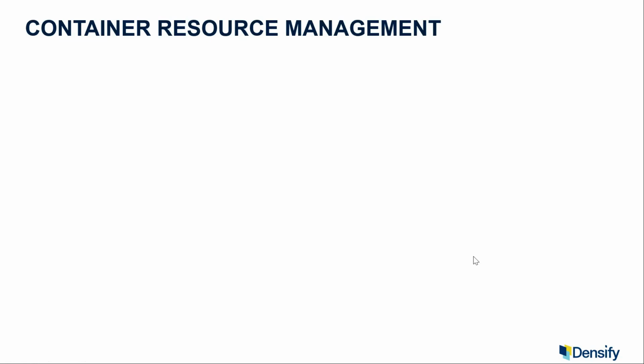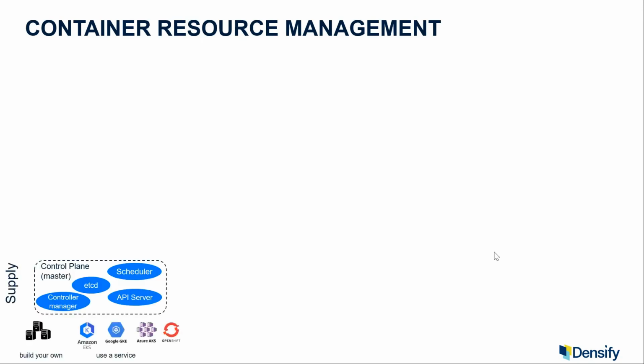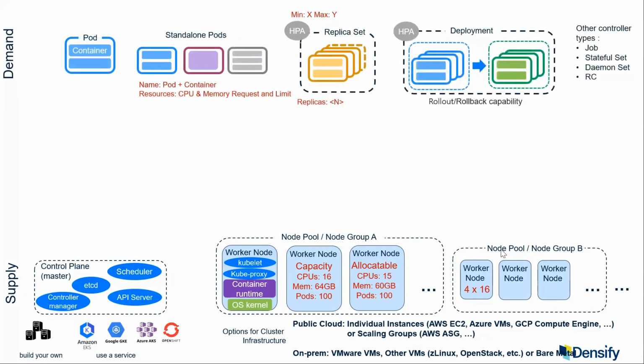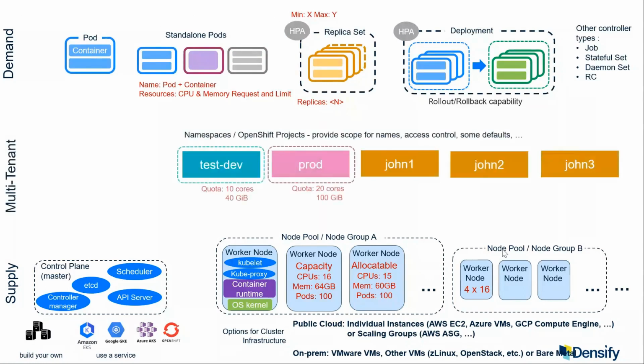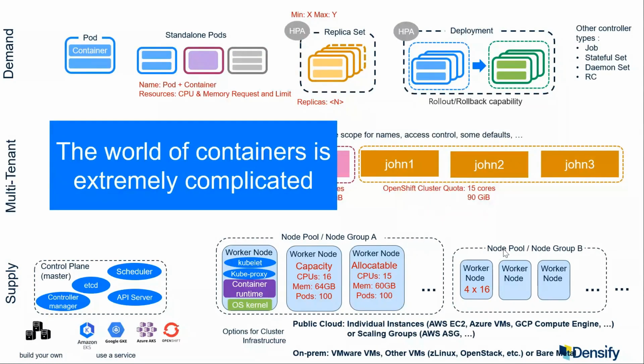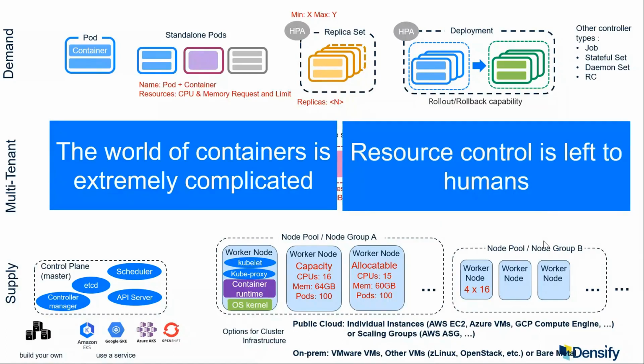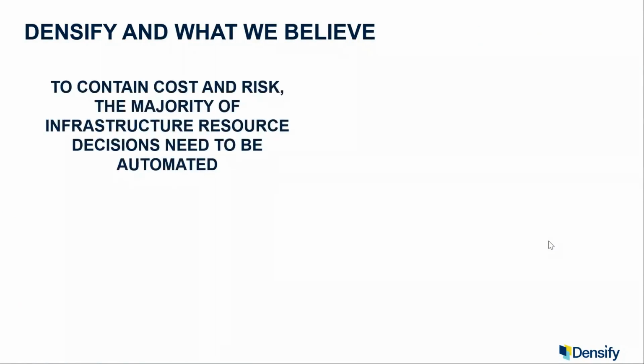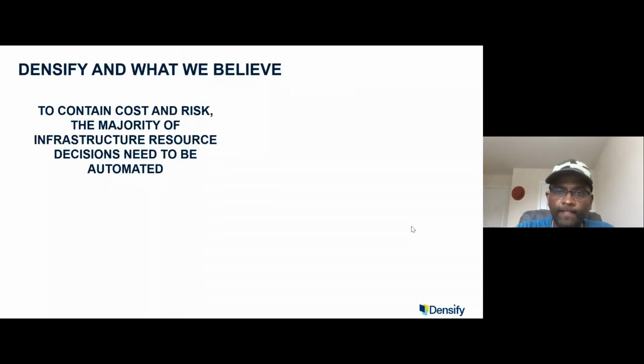As Jay just described, container resource management from our perspective is very complicated. Namespaces, nodes, pods, deployment, resource management, etc. And in a very simple way, the world of containers is extremely complicated. So basically, if resource control is left to humans, it's going to be a mess. If you're trying to contain cost and risk, the majority of those decisions have to be automated. Because as Jay said, if you're managing 10 namespaces, fairly straightforward. You're managing 100 to 200, it gets very complicated very quickly.